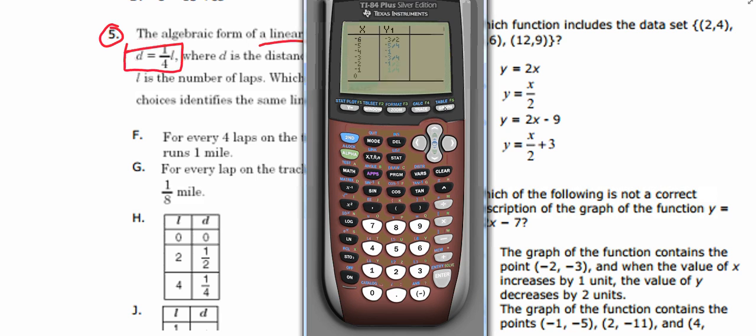So we go to the second table, and we go to 0, we have a 0. That's a match for the first answer choice. But 2 matches up with a half, which is a possible answer choice. But if we go down to 4, it's equal to 1, not 1/4 like this table in H is showing. So we're going to eliminate that one.